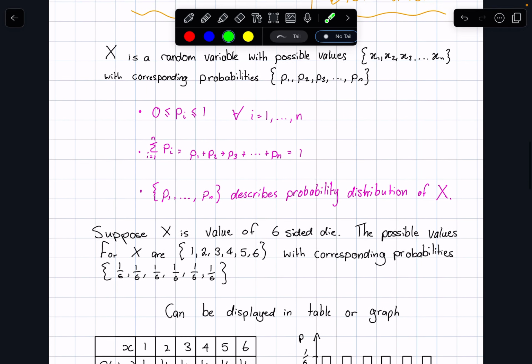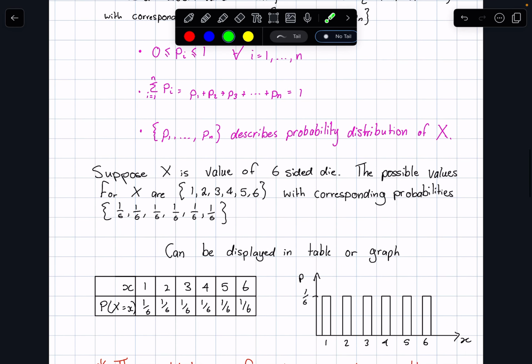So looking at this little example here, x is the value of a 6-sided die. The possible values for x are 1, 2, 3, 4, 5, and 6. And the corresponding probabilities of rolling those values are 1/6 for each of those values and outcomes. Now we can display this information in a table or a graph.